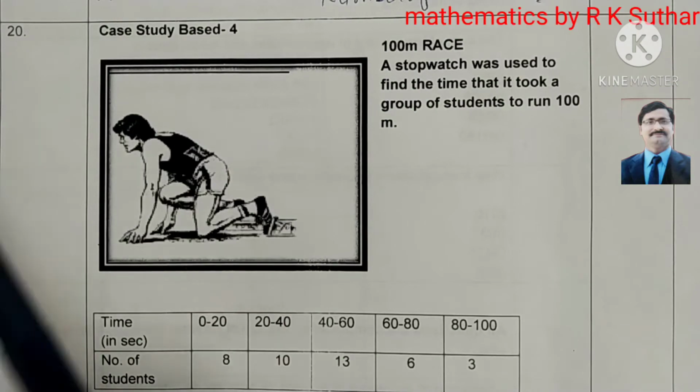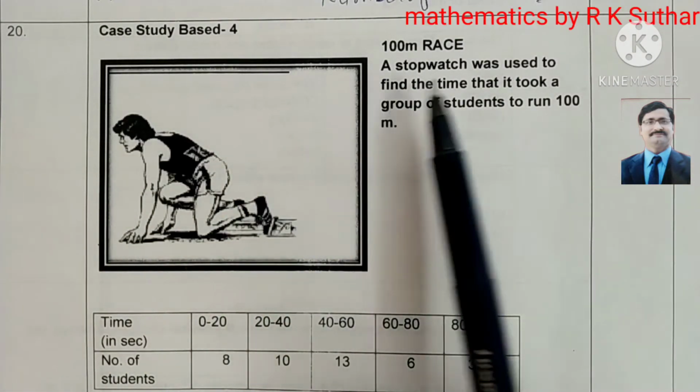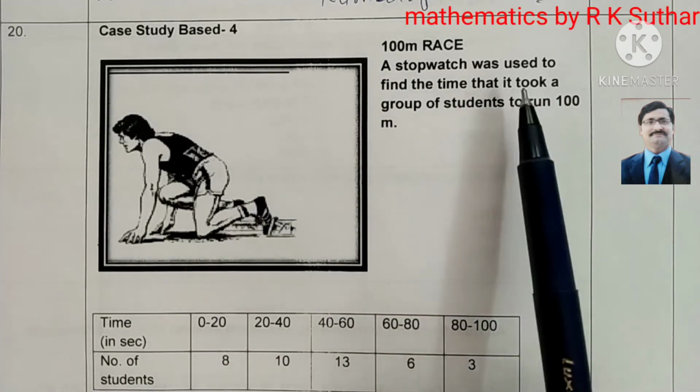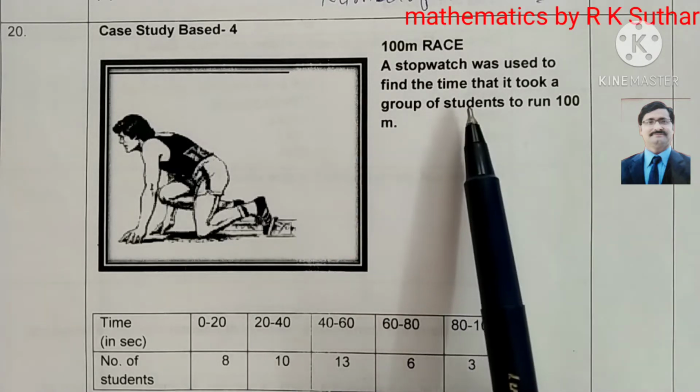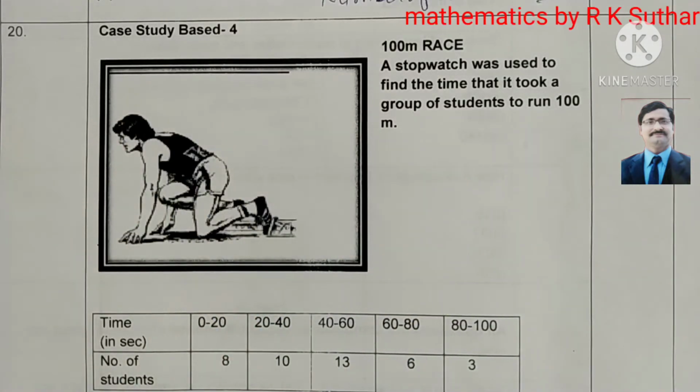Look here, question number 20, case study based question 4. In a 100-meter race, a stopwatch was used to find the time that it took a group of students to run 100 meters. The time is given here in seconds.